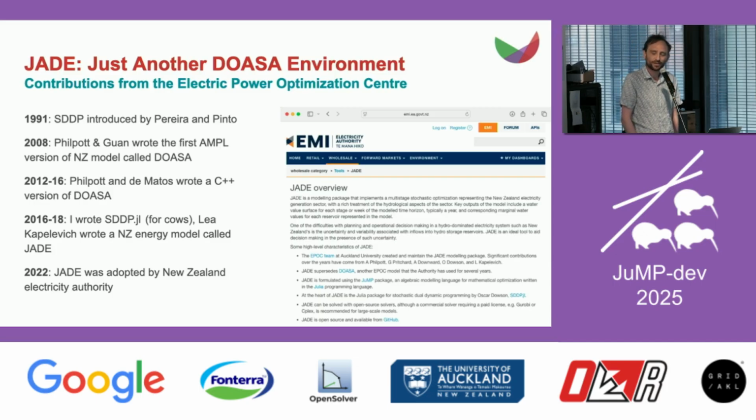In 2016 or 2015, I started working on the cow problem, and I wrote the first version of the Julia model called SDDP.jl. But I had no interest in the New Zealand energy hydro model. I was just working on my cow thing. And then Leah Kapilovic came along and took the underlying Julia code and wrote the New Zealand hydro model and called it JADE. Over the last 10 years, we have been improving that JADE model, and now it runs in the Electricity Authority to model the value of water in the New Zealand hydro reservoirs over time.